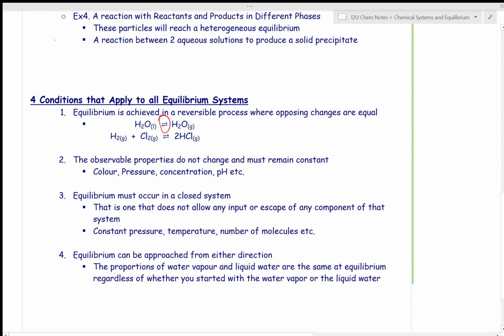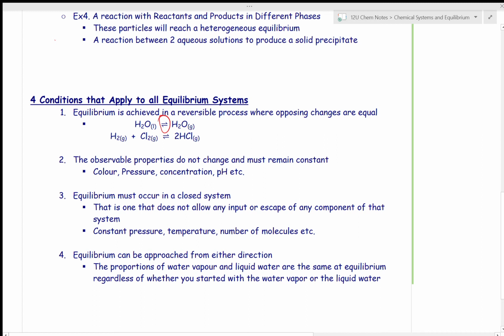The first one is a physical process. The second one, of course, is a chemical process where I have some H2 reacting with some Cl2 to produce 2 HCl. So you reach an equilibrium when the rate at which H2 and Cl2 are reacting in the forward direction is equal to the rate at which HCl is being turned into H2 and Cl2. When the rates are equal, we reach our equilibrium.